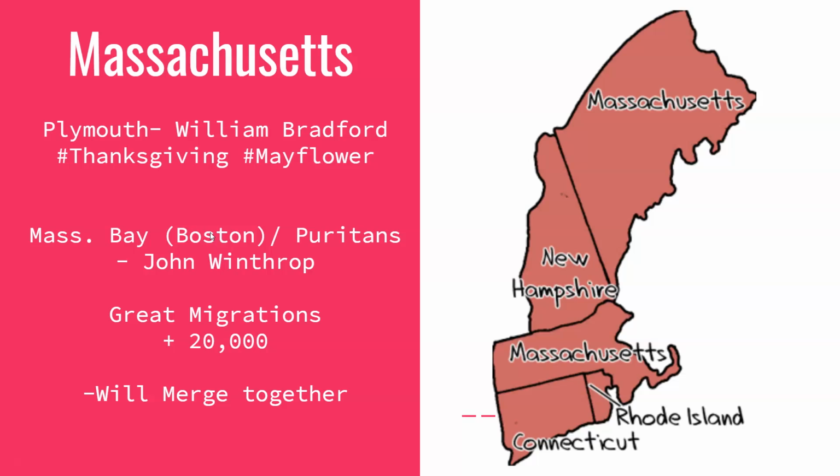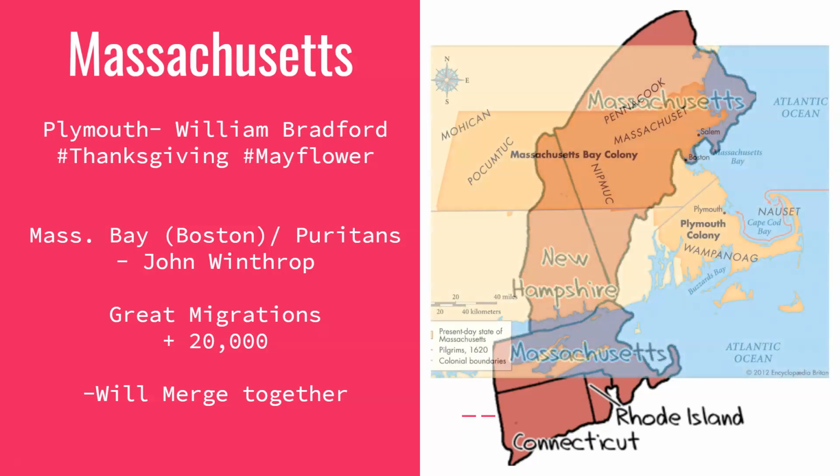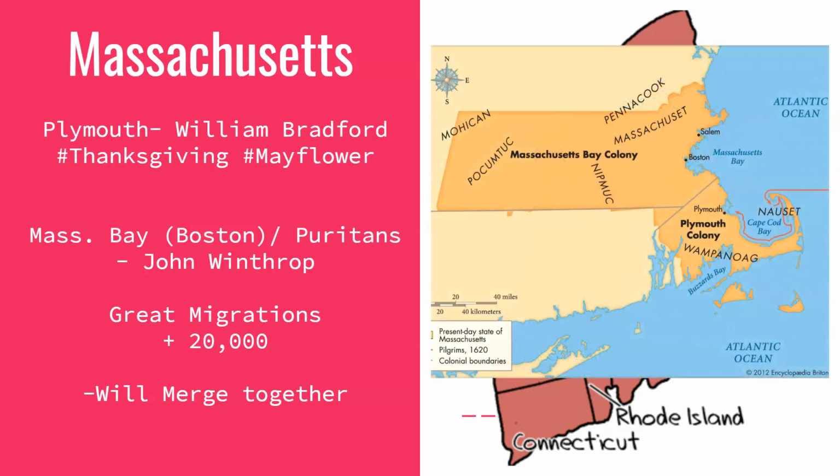Soon after the Puritans land in Boston, hashtag Massachusetts Bay, then we're going to see that great migration that we talked about before. We're going to see about 20,000 Puritans leave England and come to Massachusetts. And so after a while, these two are going to merge together in what we know and love today as Massachusetts.